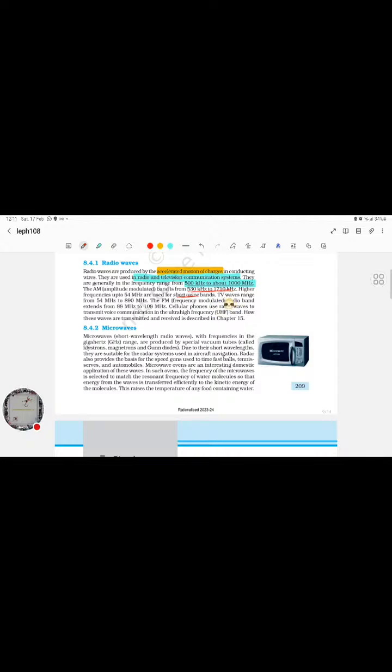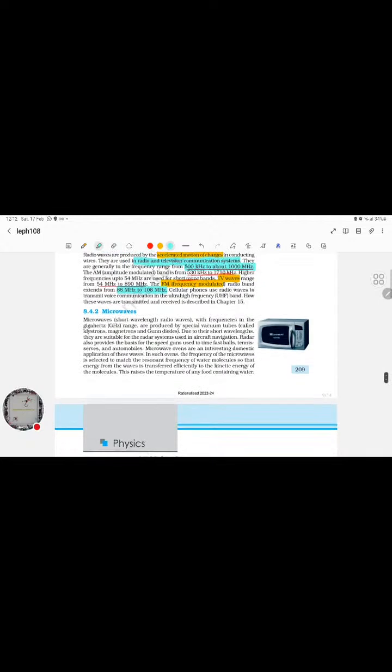TV waves. So first we saw the amplitude modulated wave. Now we are entering into TV waves. They range from 54 megahertz to 890 megahertz. The frequency modulated radio band extends from 88 megahertz to 108 megahertz. Cellular phones use radio waves to transmit voice communication in the ultra high frequency band. How these waves are transmitted and received is described in chapter 15.